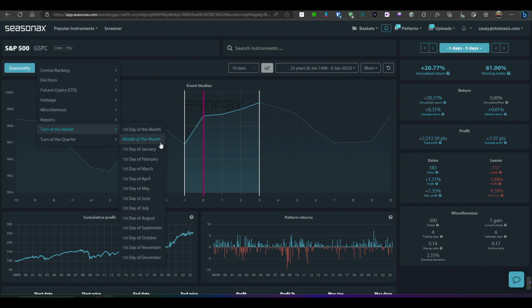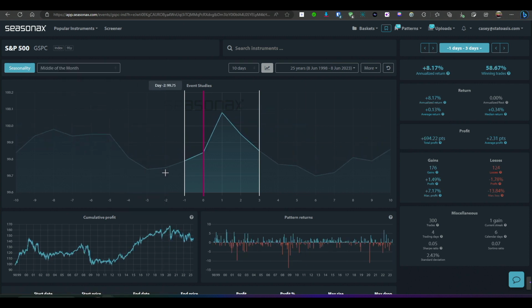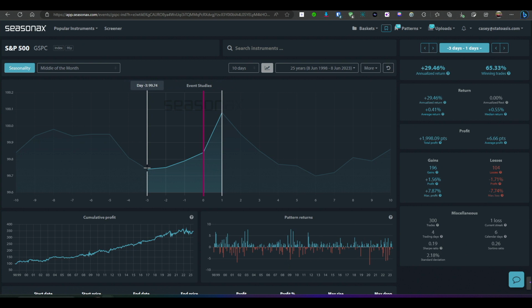Now, turn of the month, you can have middle of the month, and again there is a pattern in the middle of the month. So -3 all the way to +1. That means 3 days before middle of the month and holding for 1 day.